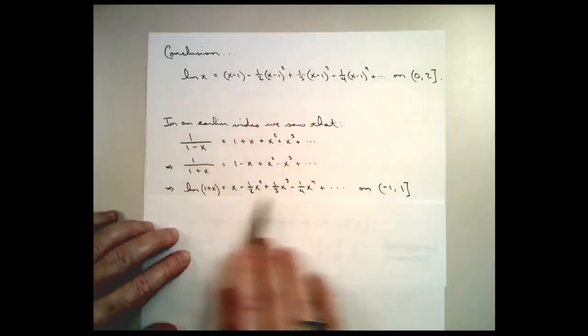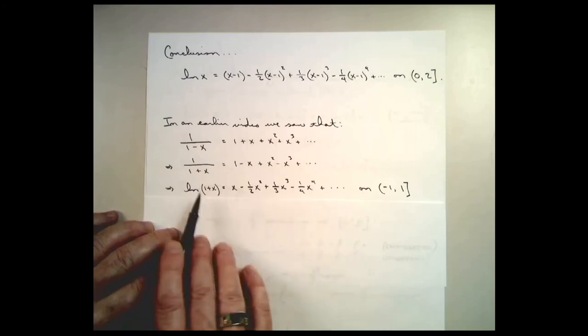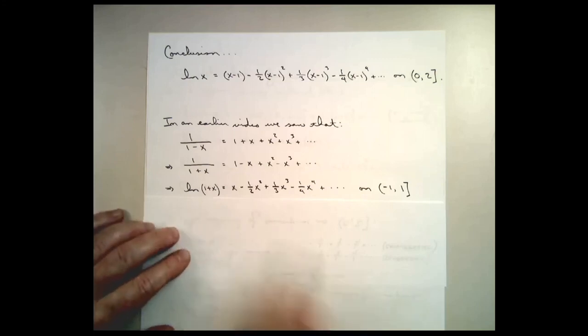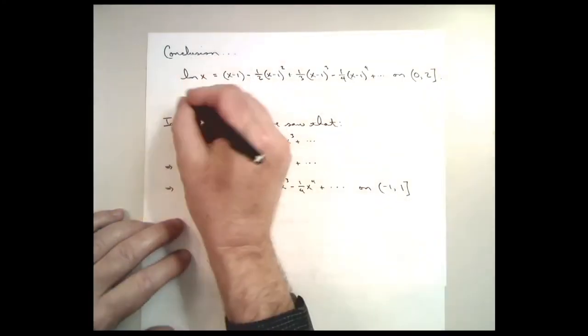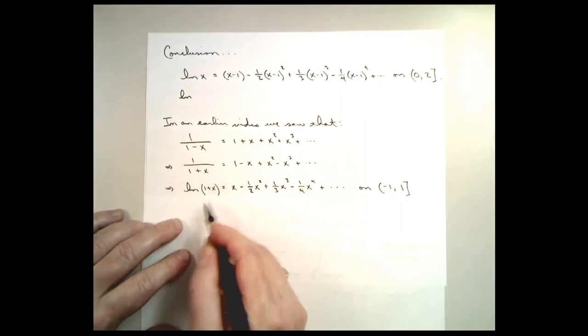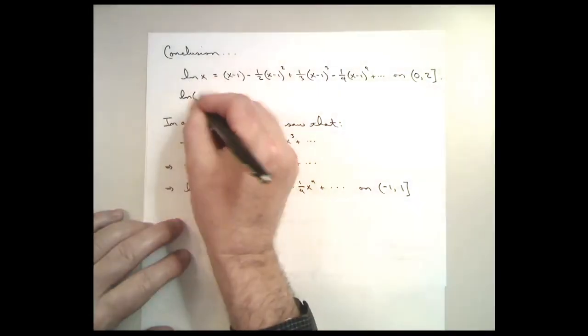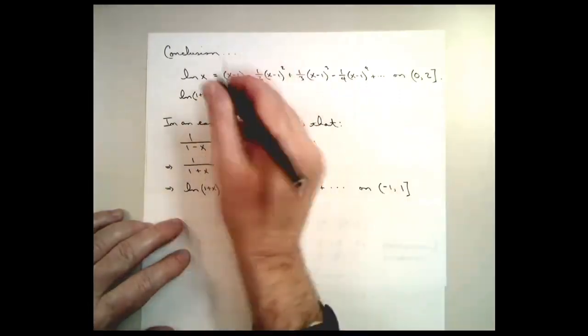Notice that this series is centered at 0, but it wasn't the natural log of x that we were finding. It was the natural log of 1 plus x. These actually agree with one another, right? Because if I took my series up here and I replaced all of my x's with 1 plus x's, so I'll replace this x with a 1 plus x. I'll replace all of these x's with a 1 plus x.